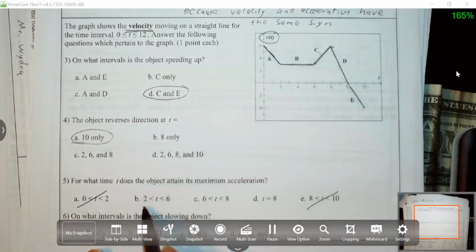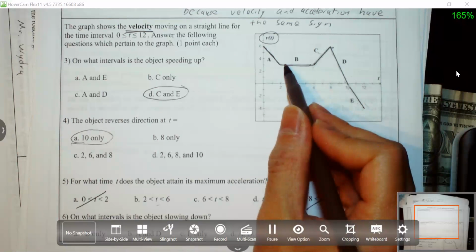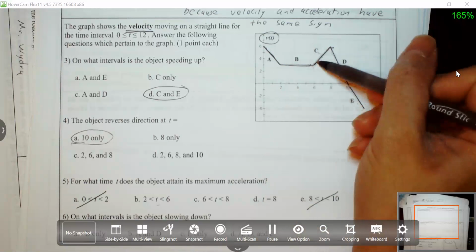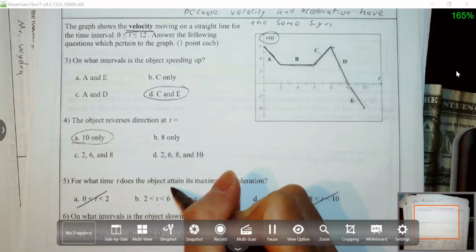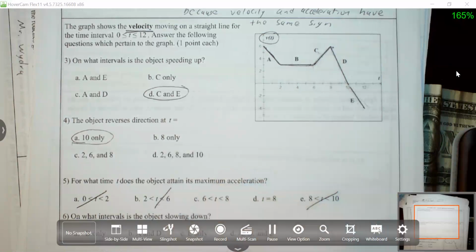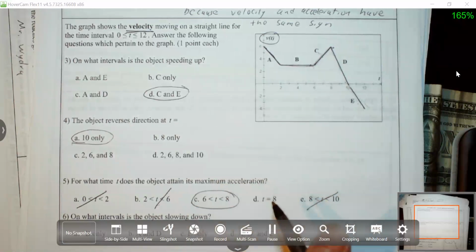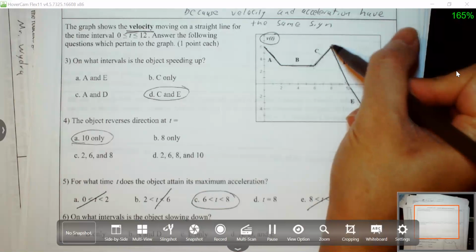Now, 2 is less than t is less than 6 is this horizontal line, and the acceleration is 0, whereas here the acceleration is positive. It's greater than 0 because it's a positive line. So it's not from 2 to 6. Now, is it C or is it D? Well, it's C, because at the specific point, acceleration is 0.